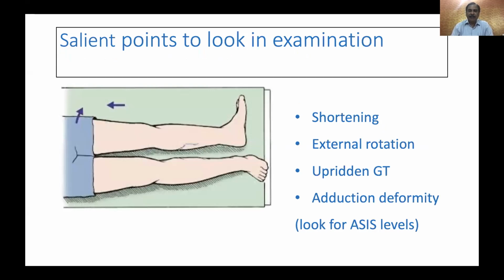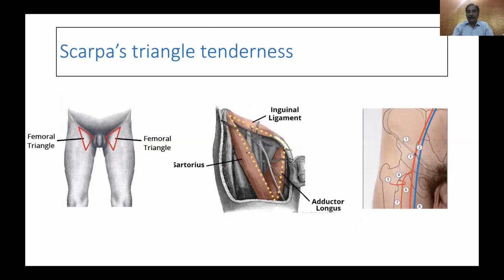There is external rotation, upriding greater trochanter, and adduction deformity. You should look for ASIS deformity levels. Many times these patients with neglected fracture neck femur, when they're lying at home, they lie down in the lateral position on the contralateral limb because the ipsilateral fractured limb is painful. So they very often develop a flexion, adduction, and internal rotation deformity, and even a flexion contracture of the knee. So beware of that, and also look at the knee if you are having a neglected fracture.